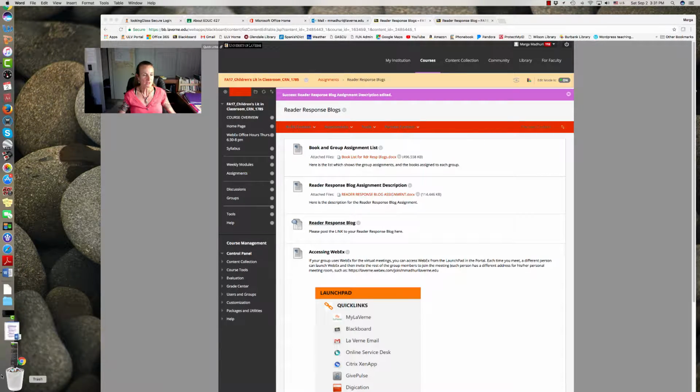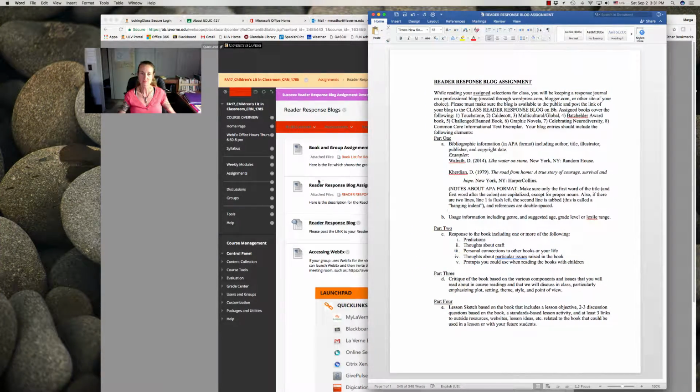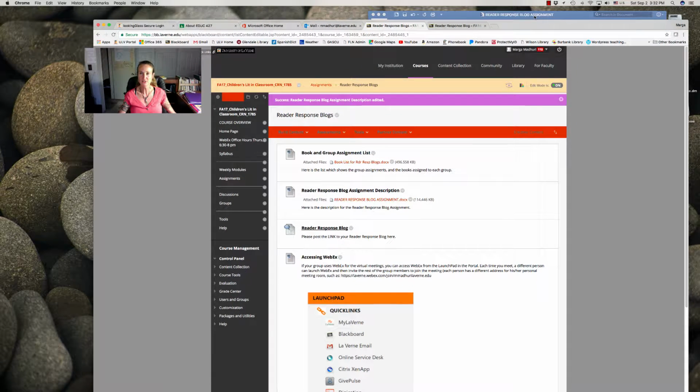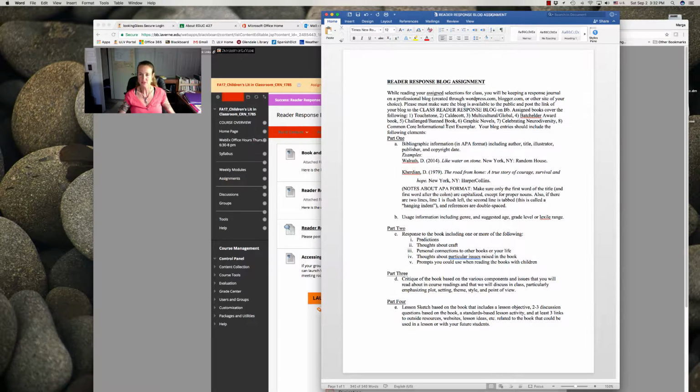So once your group has discussed the book, you are going to create a blog, and this document comes from here. And I put it in a document rather than putting it right on Blackboard because there were formatting questions that Blackboard didn't do right, so I just made it a Word doc. Okay, so you're going to be keeping sort of a response journal, professional blog.